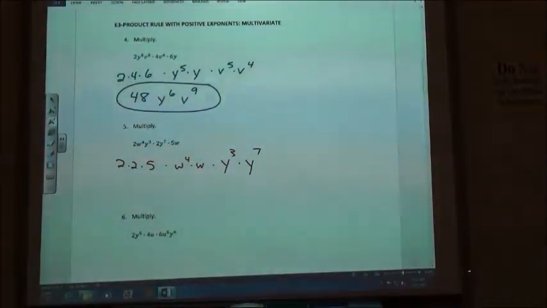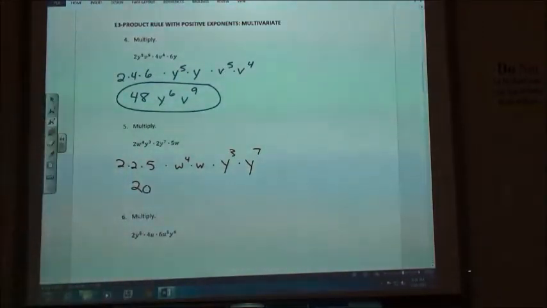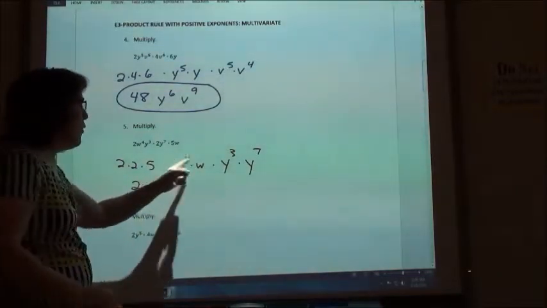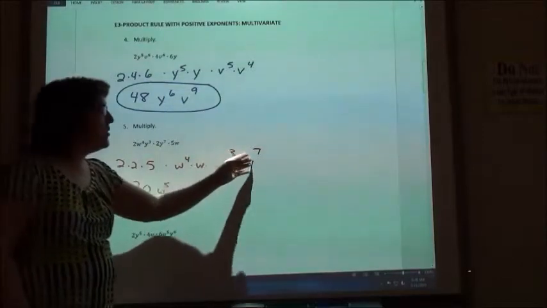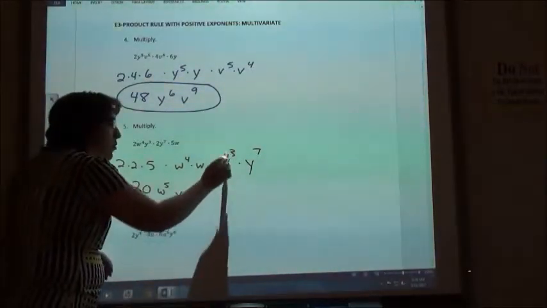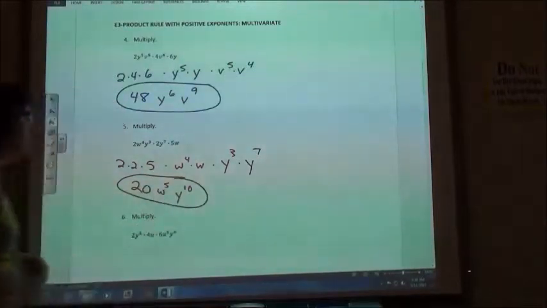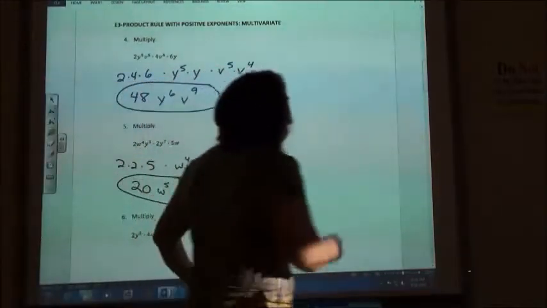So 2 times 2 is 4, 4 times 5 would give me 20, multiplying my coefficients together. W to the 4th times w, 4 plus 1 would give me w to the 5th. Y to the 3rd times y to the 7th, 3 plus 7 gives me y to the 10th. So 20 w to the 5th, y to the 10th would be my answer. Go ahead, try that next one while I'm clearing the board.